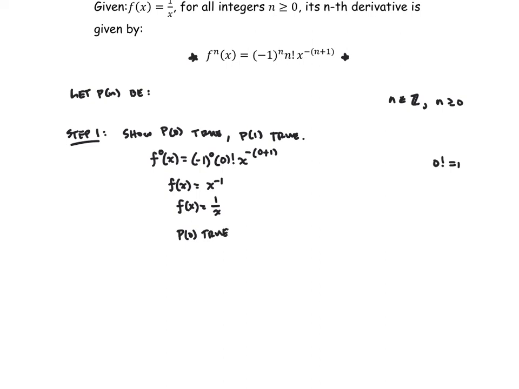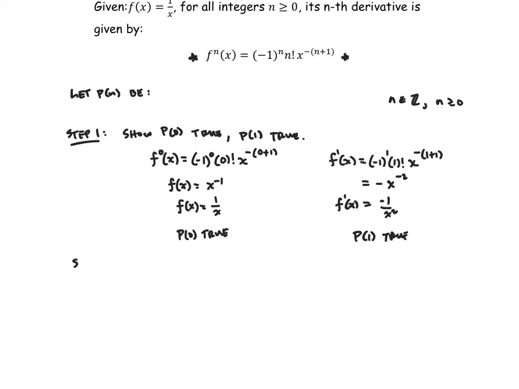Let's show that p of 1 is true. So the first derivative of f of x would then be negative 1 to the 1st times 1 factorial times x to the negative 1 plus 1th power. Well, what that comes out to be is a negative x to the negative 2nd, which is negative 1 over x squared, which actually also is the first derivative for 1 over x. So p of 1 is also true.